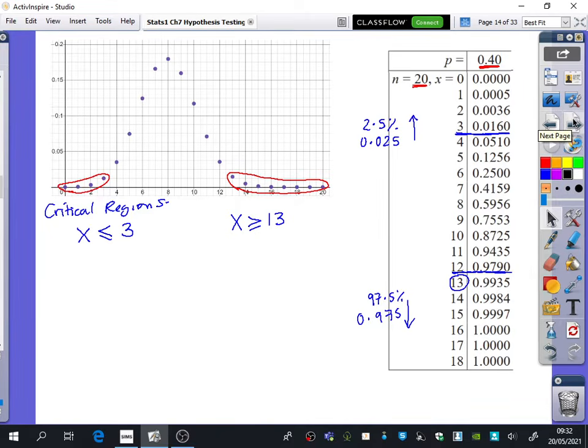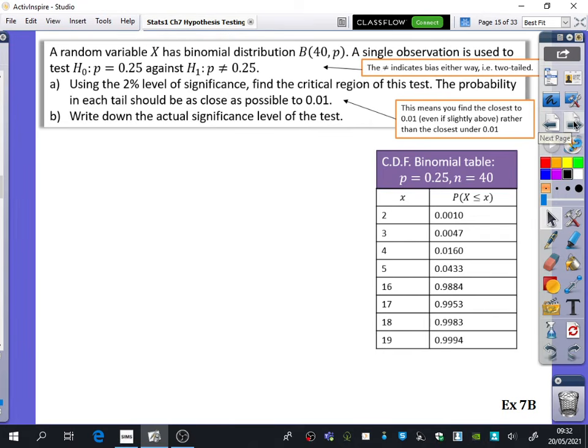Now we're actually going to do a proper test with this, okay? So it says here, a random variable x has binomial distribution B(40, p). A single observation is used to test the null hypothesis that p is 0.25. In other words, the chance of winning the game is 25%, against the alternative hypothesis that the chance of winning is not 25%. So they haven't predicted whether they think the game is rigged one way or the other.